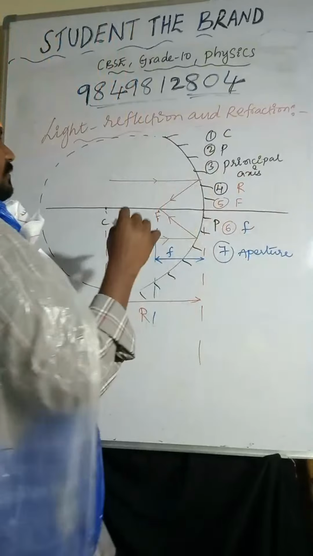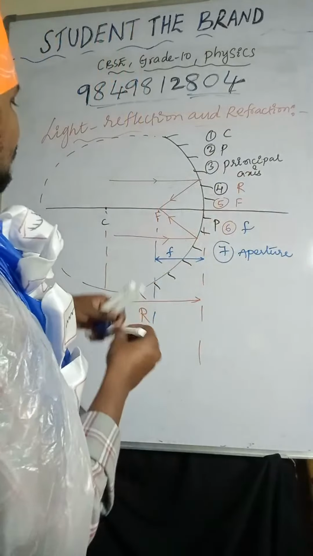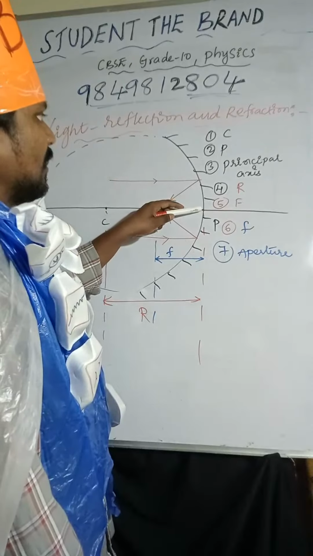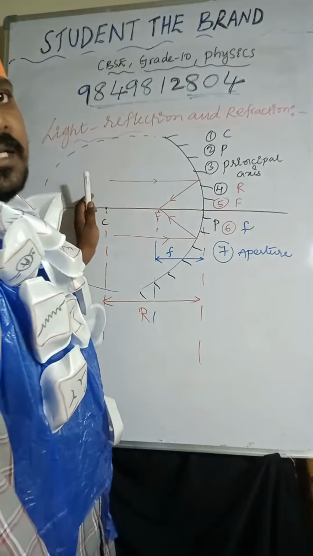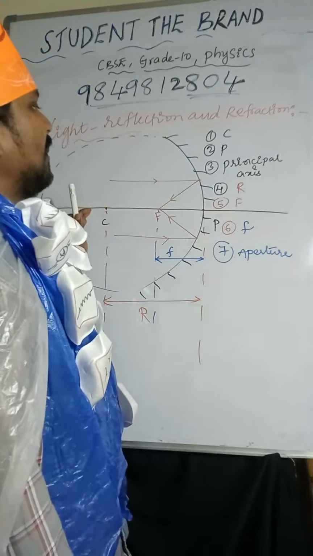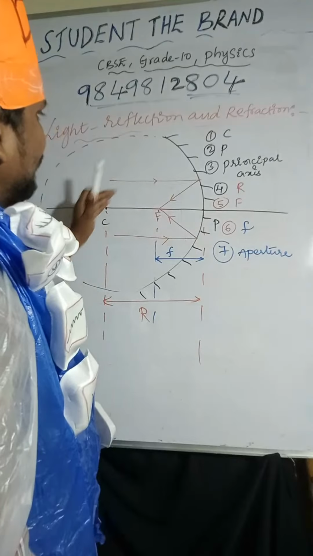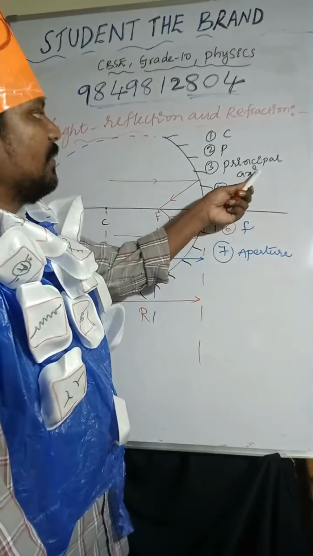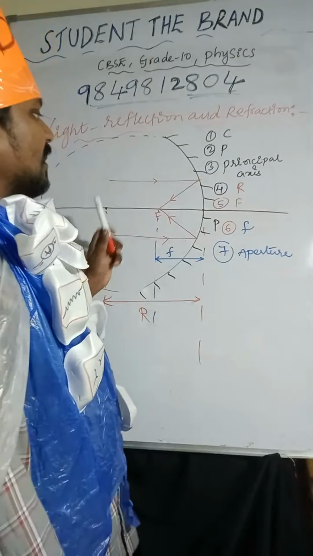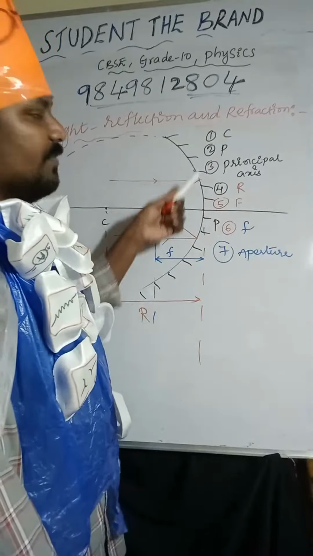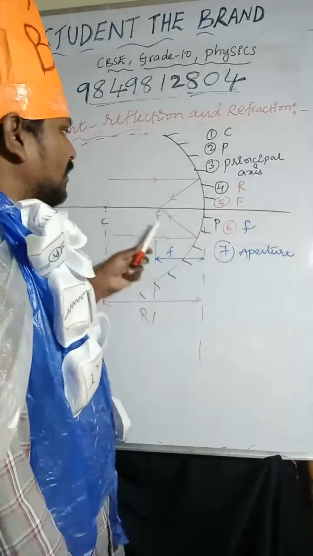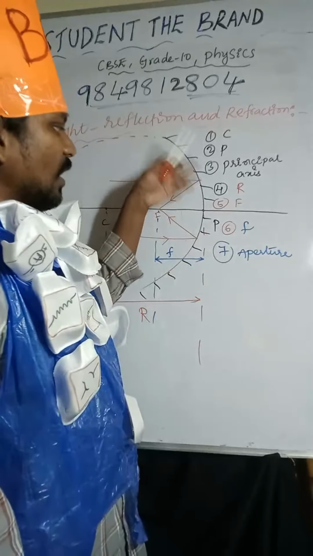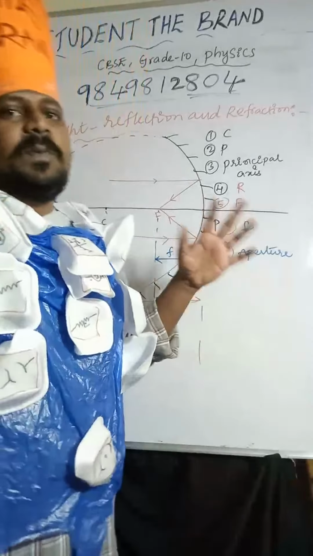Okay, so once again, you can observe the midpoint of the mirror is called the pole. The center of the imaginary sphere of which the mirror is a part is called the center of curvature. The line joining the center of curvature and the pole is called the principal axis. The distance between the center of curvature and the pole is called the radius of curvature. After reflection, all light rays will meet at one point on the principal axis called the focus. The distance between the focus and the pole is called the focal length, and the width of the mirror is called the aperture. So these are the terms related to a spherical mirror.